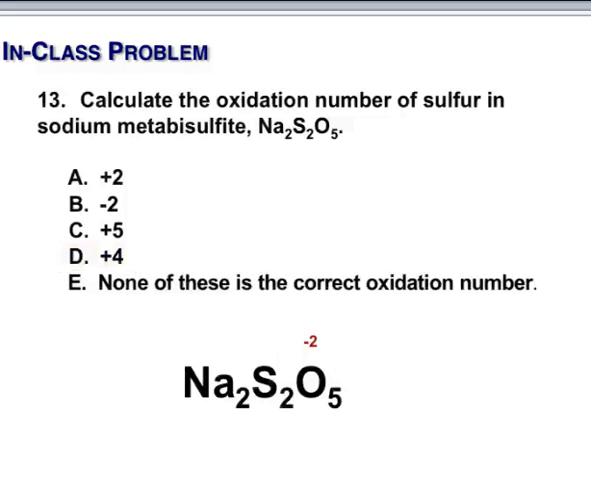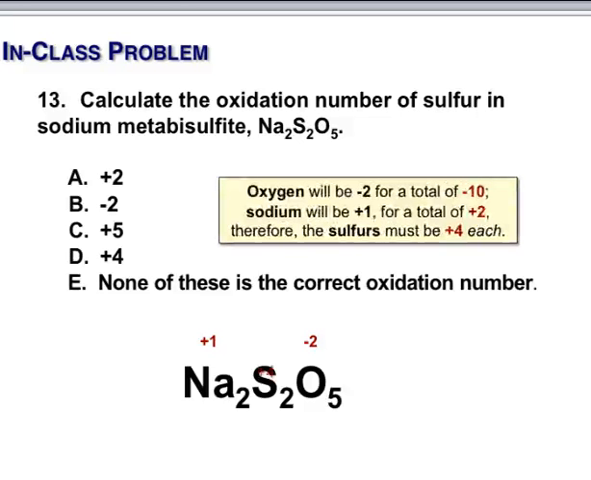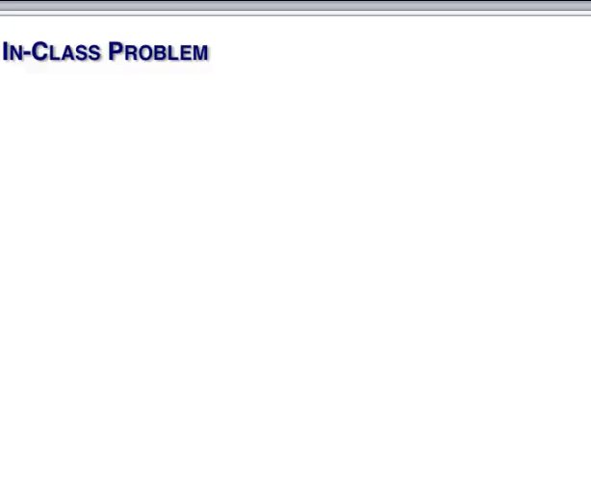How many negatives do we have in this molecule? We have 10 negatives. There's 5, and they're each -2. Now sodium, group 1 metal, is always going to be +1, right? We have 2 sodiums, so that's 2 positives. So we have 10 negatives and 2 positives. We are missing 8 positive charges, right? And we have 2 sulfurs. So it must be +4.